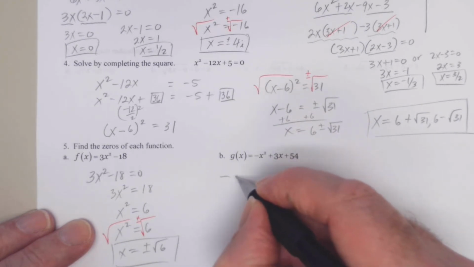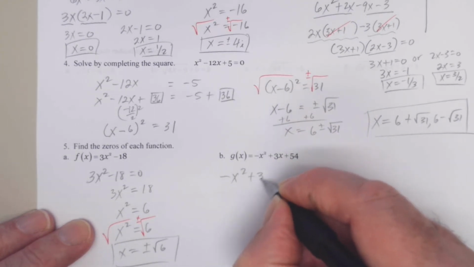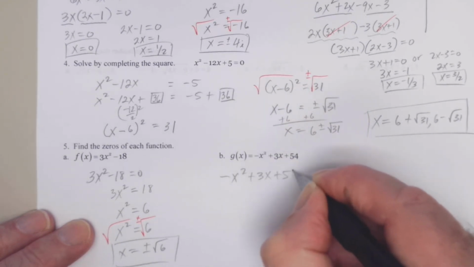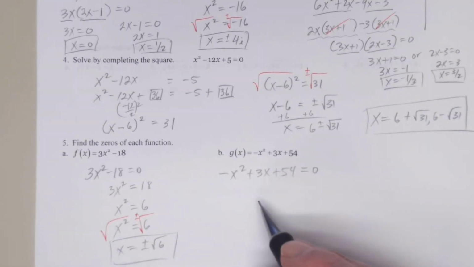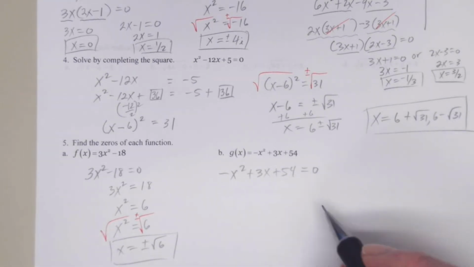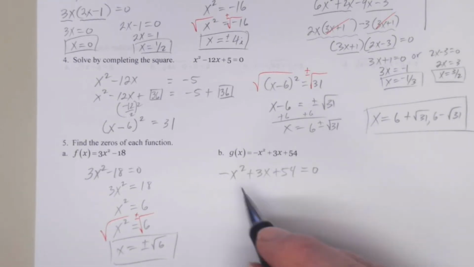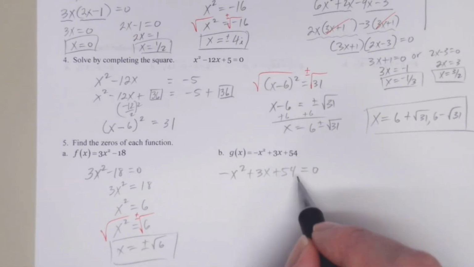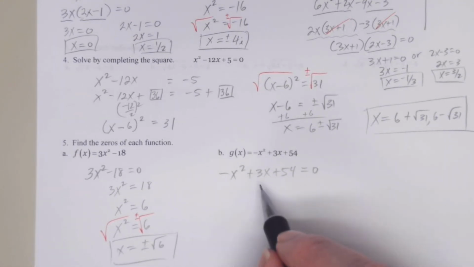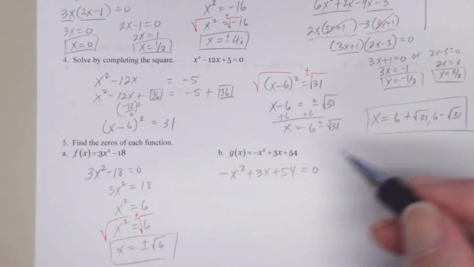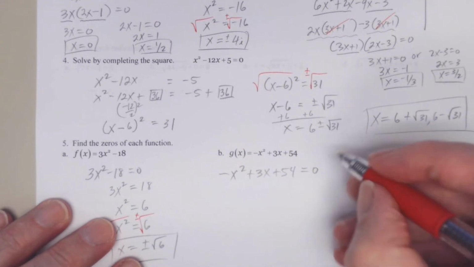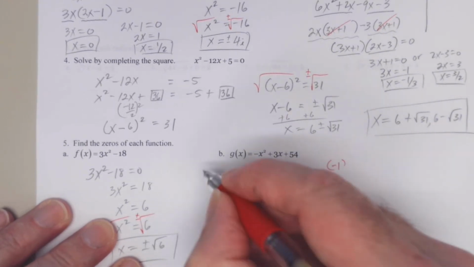Now on part B, when we set this equal to 0, we've got a little bit of a dilemma. We have negative x squared plus 3x plus 54 equals 0. We really don't want a negative in our first term. When we factor, which is what we're going to want to do here, this is a trinomial, we'd like to have a positive x squared here. So there's a really easy way to get that. We're basically just going to multiply both sides by negative 1.